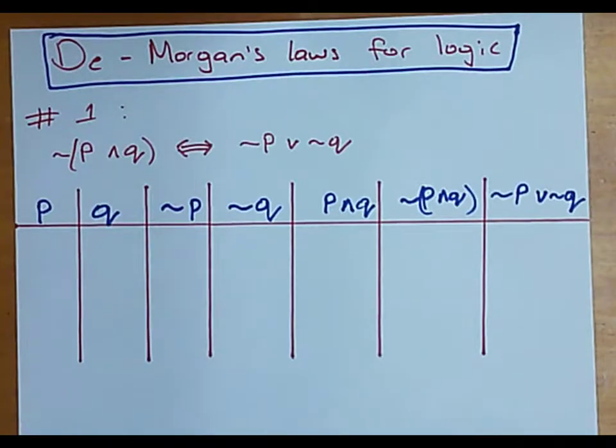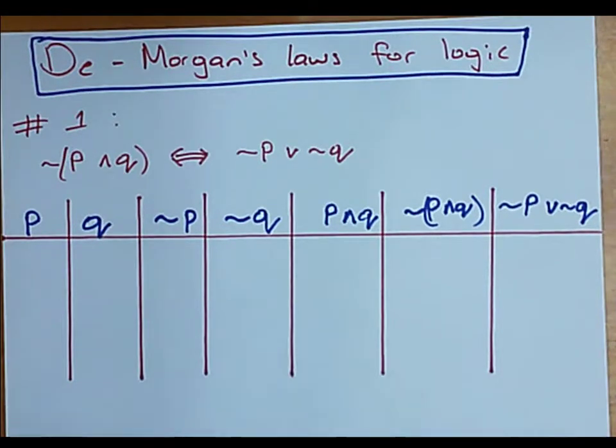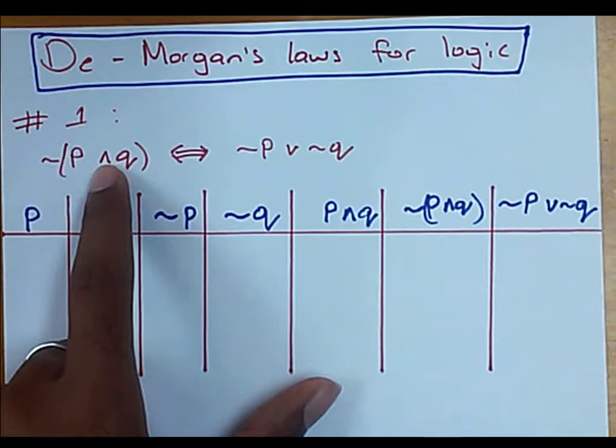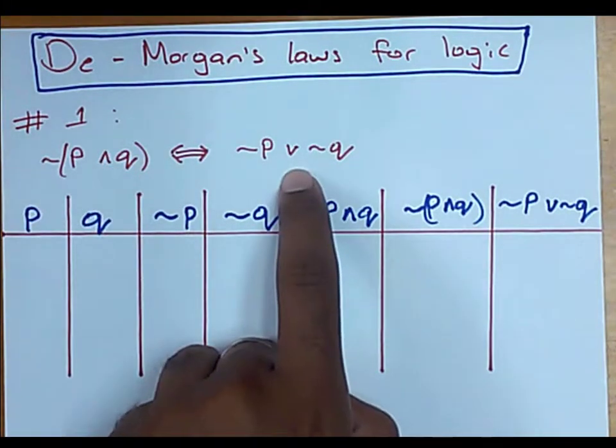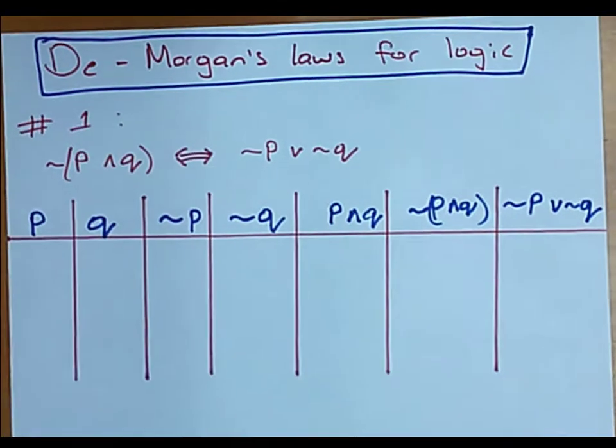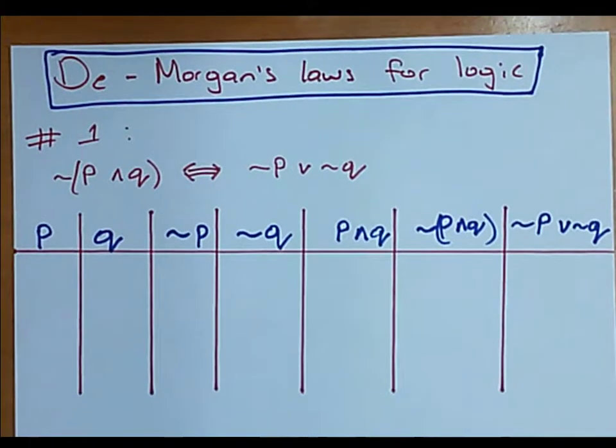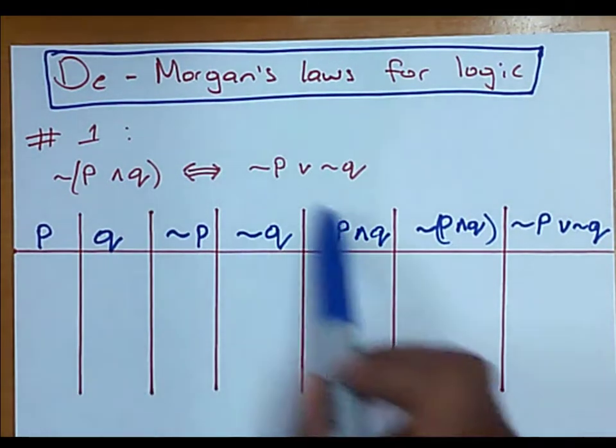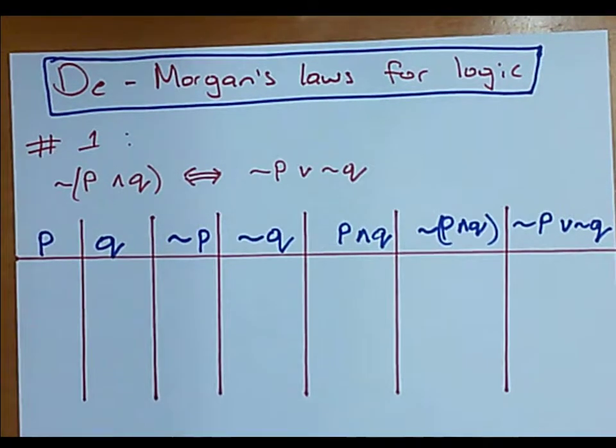For this video, I will be proving De Morgan's laws for logic. And we have number 1 here: the negation of P and Q, double implication, not P or not Q. Basically what we're saying is that this is equivalent to this. So we're going to go ahead and write out our terms in what we want to prove.